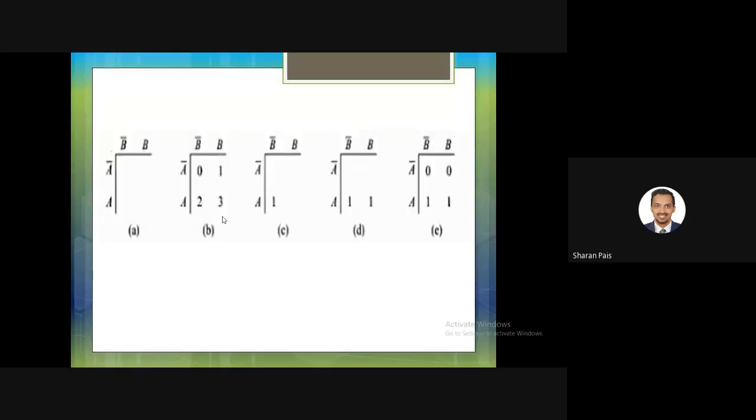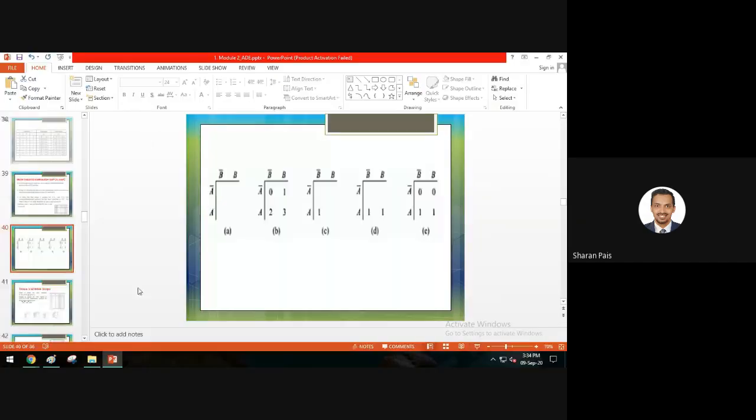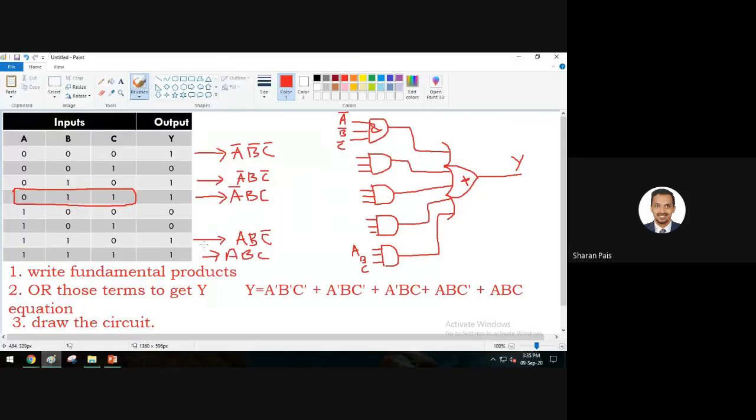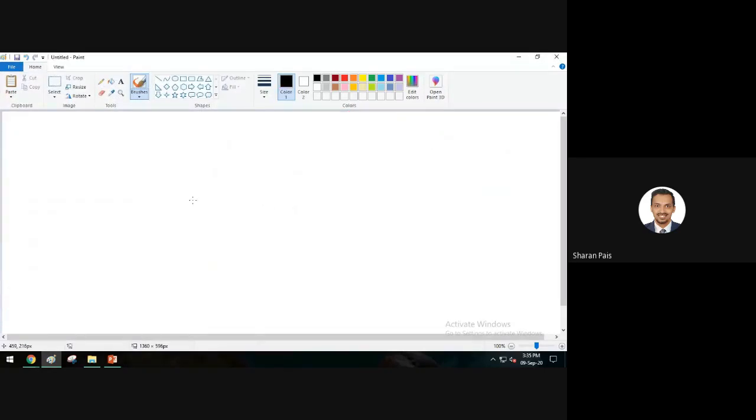So how to write a K-map? In K-map, we are having some rules here. I won't go here. I'll go with the file, new. See, so we are studying about K-map.